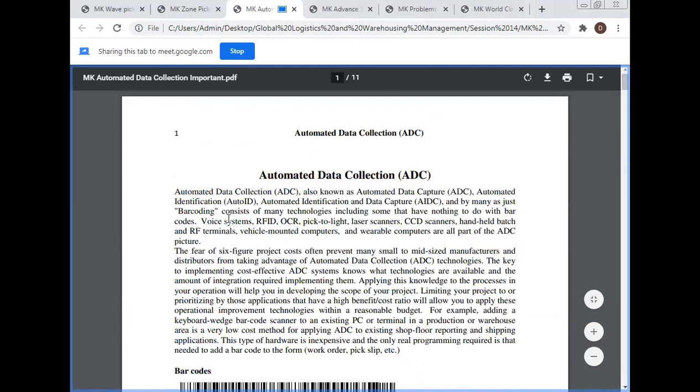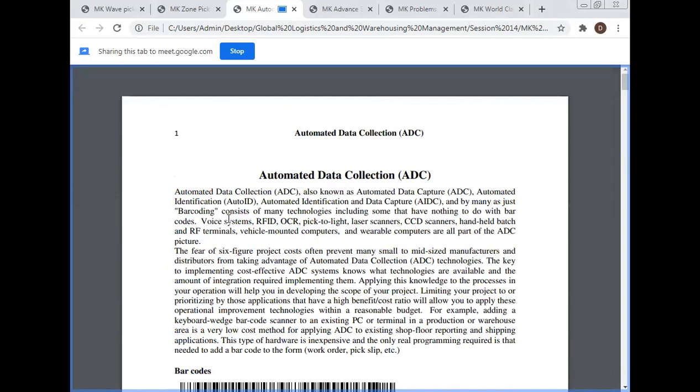Automated data collection, also known as the automated data capture, automated identification. It is also known as the automated identification and data capture, and maybe just as a barcoding.